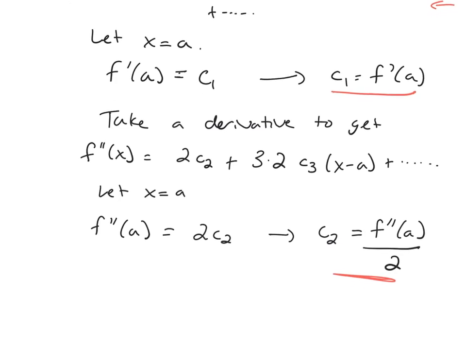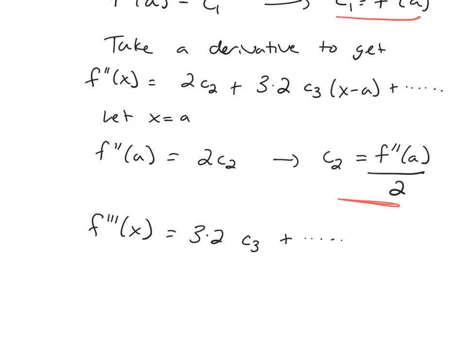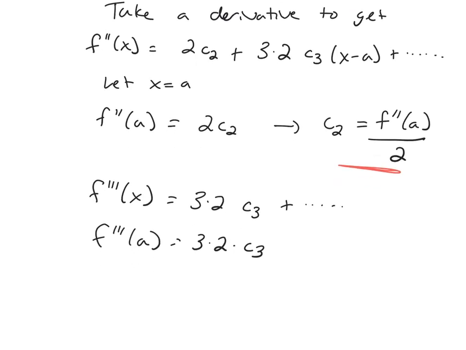And let's just do one more. Let's take one more derivative. So it'll be F triple prime, or the third derivative. It looks like I'm going to get 3 times 2 C3 plus a bunch of other stuff, which we're not going to worry about for now. And when I plug in a, you're going to get 3 times 2 times C3, and if you solve for C3, it'll be the third derivative, plug in a, over 3 times 2.